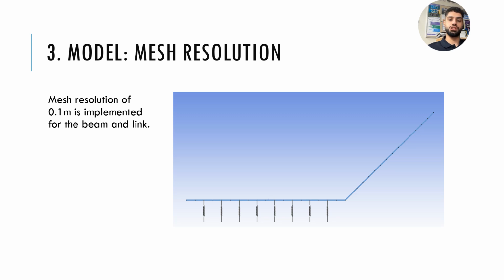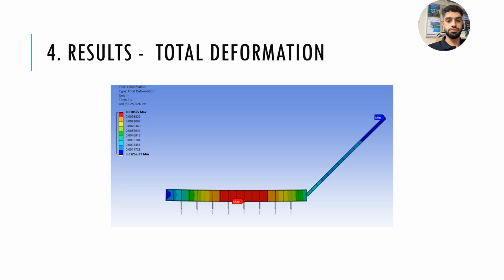A mesh resolution of 0.1 meter was implemented for the beam and link. We could have used 0.2 meters for it to calculate at every spring's location, but we assumed that this might increase the accuracy of the results.